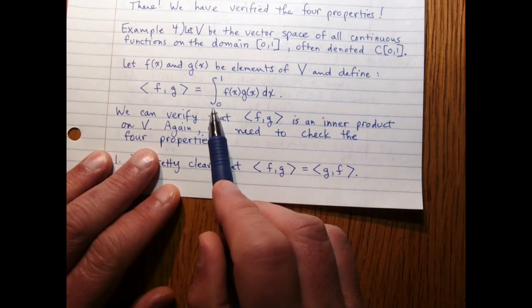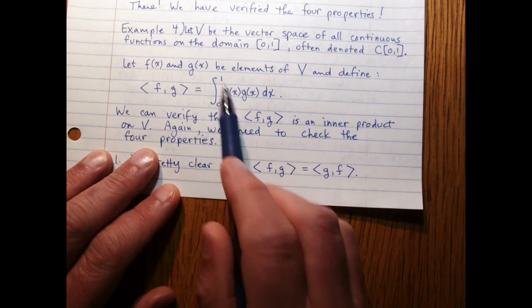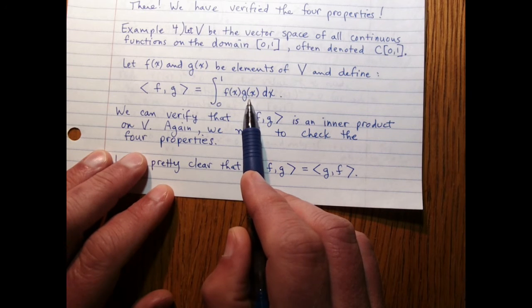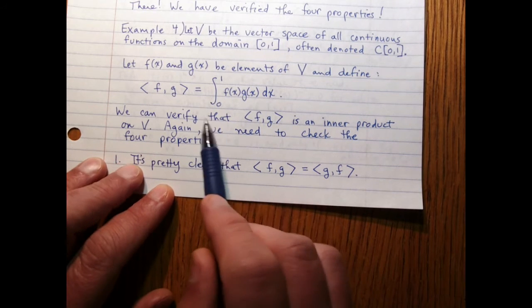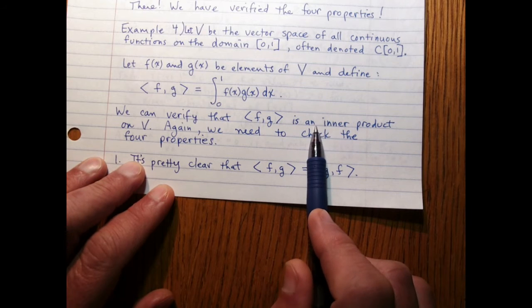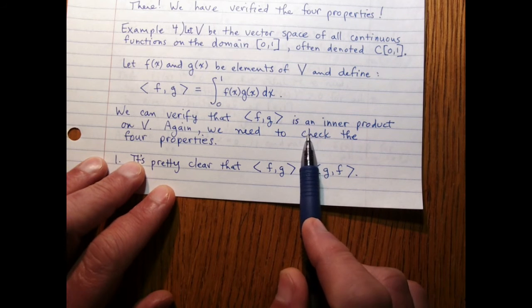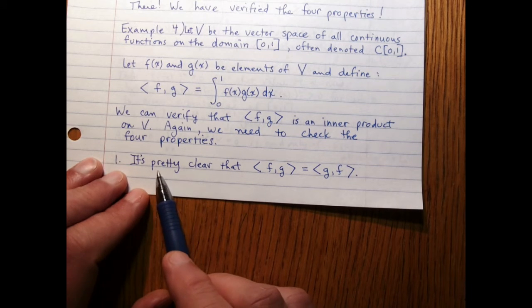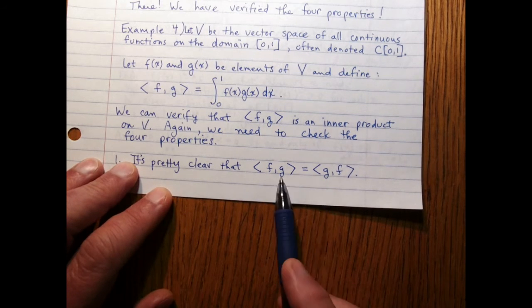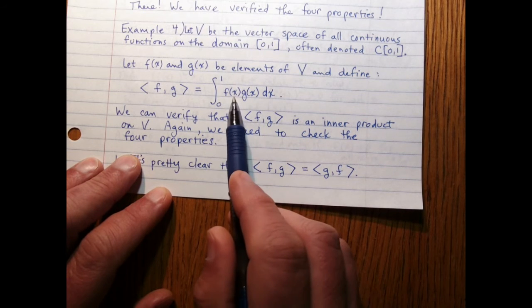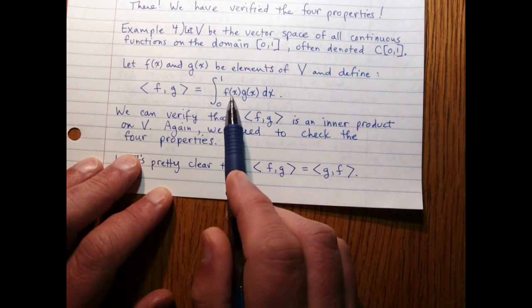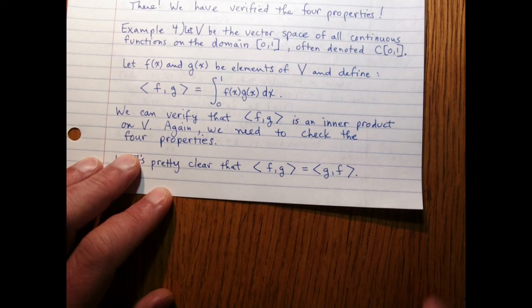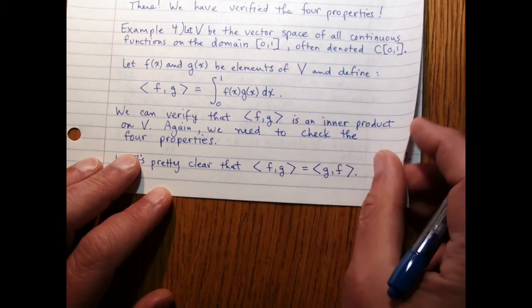I'm actually going to compute an integral from 0 to 1 of the function f times the function g. And it seems strange, but we can actually verify that this definition satisfies the four properties, and that's what we're going to go ahead and do now. Property 1, the commutativity property, it's very easy to see that because if I take the integral of f times g, that's clearly the same as the integral of g times f, right? If I interchange those two, because multiplication is commutative.